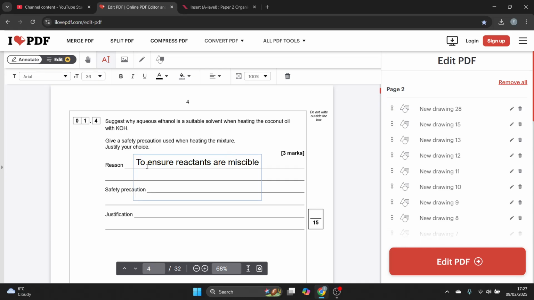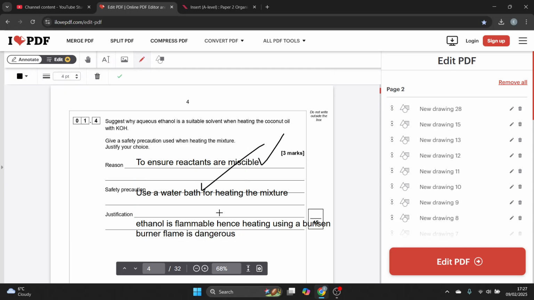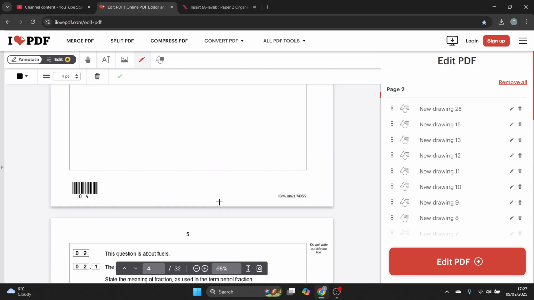Safety precaution used when heating the mixture. Use a water bath for heating the mixture. Why do we do that? That's the next part, because ethanol is flammable. Hence, heating using a Bunsen burner flame is dangerous. To ensure reactants are miscible, use a water bath for heating the mixture. Ethanol is flammable, hence heating using a Bunsen burner flame is dangerous.